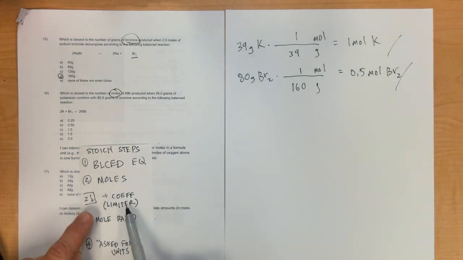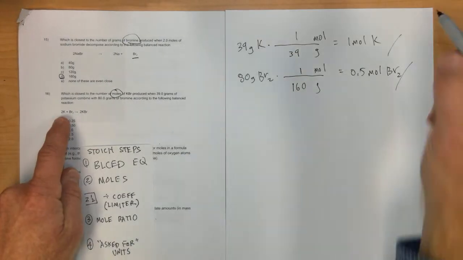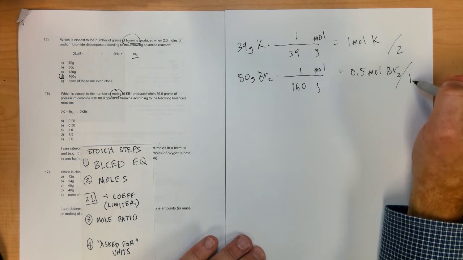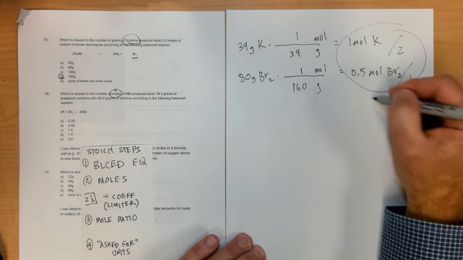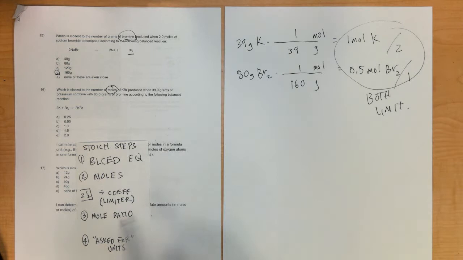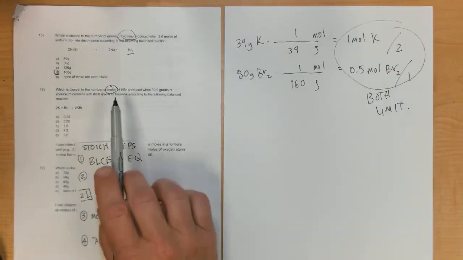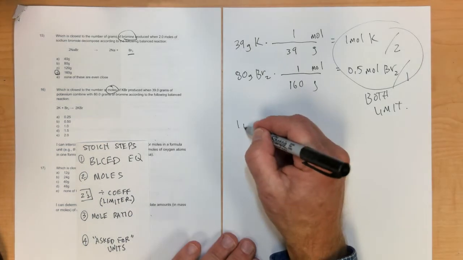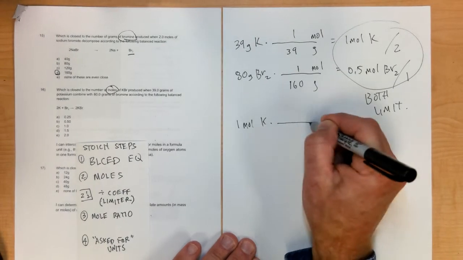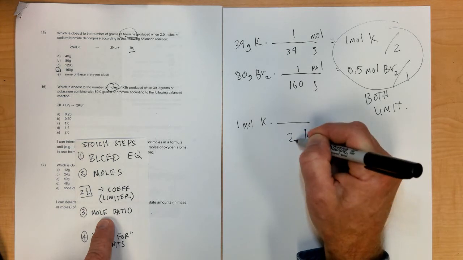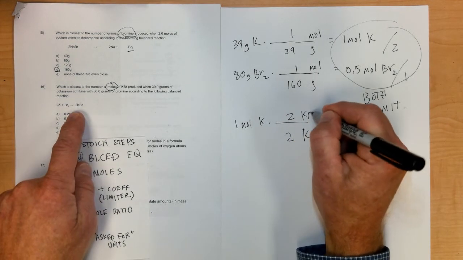And now we need to do step 2.5, divide by the coefficient. There's a 2 in front of the K. There's a 1 in front of the Br2. And it turns out this would be 1/2, and this is also 1/2. Both of these limit. And so when you go to work the rest of the problem to find the mole ratio and find out how much KBr is produced, they're both going to be completely used up. You can use whichever one you want. Either one will work. So I'm going to use my 1 mole of potassium and for every mole ratio of potassium, there are 2 KBr that are produced.